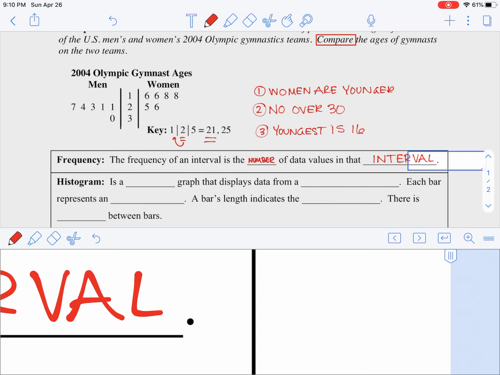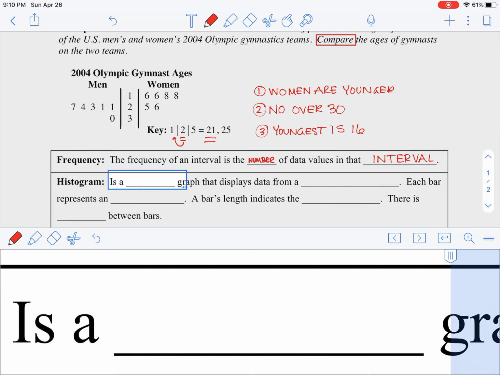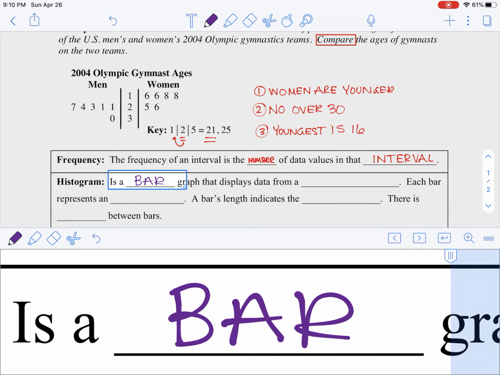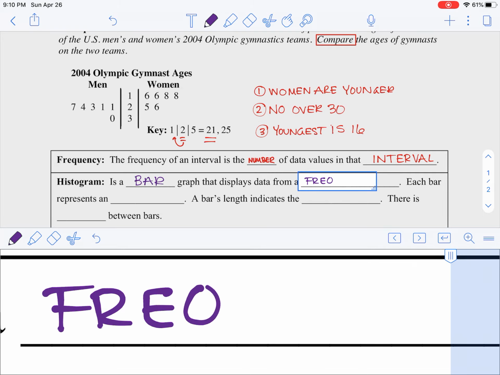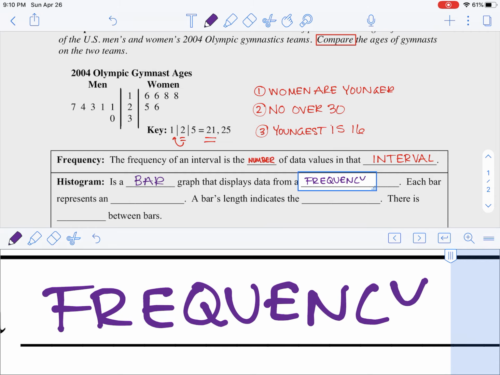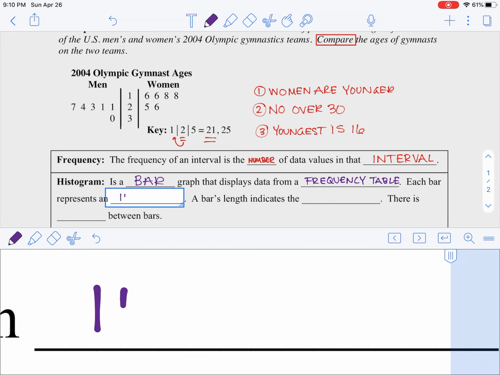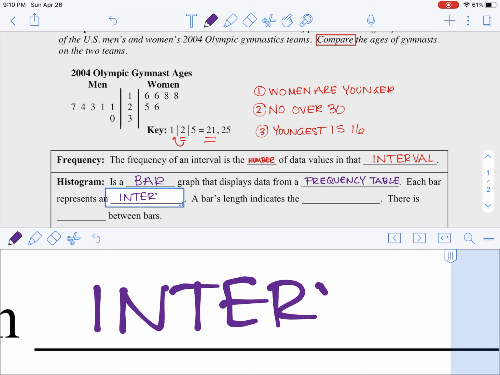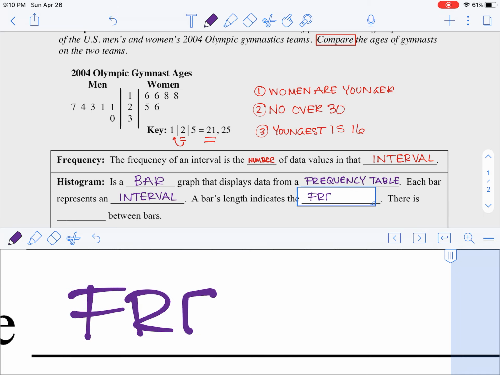One way that we break up grades is typically A, B, C, D, E. That would be an interval. So how many A's, how many B's, how many C's? Same thing, frequency: how many people fall in each range. Once we have calculated our frequencies, we're going to create a bar graph. A histogram is a bar graph that displays data from a frequency table, which is just a way for us to organize where data falls. Each bar represents an interval, and the bar's length indicates the frequency.